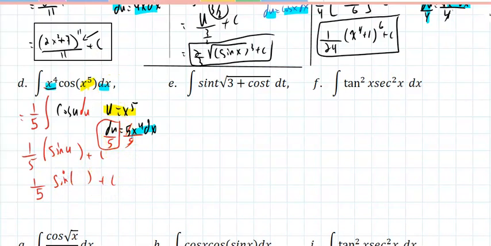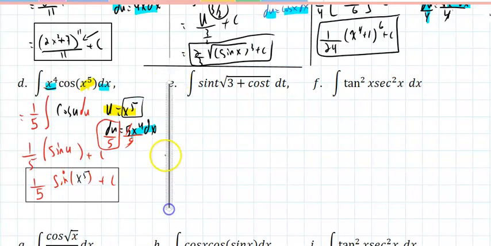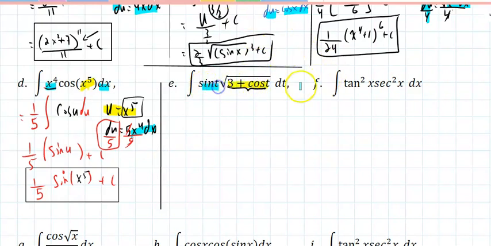And all I have to do is substitute what u was, and u was initially x to the 5th. And again, if I take a derivative of my answer, I should get the integrand. So I'm glancing at this, saying, okay, let's say I let u equal this. Is the derivative of that a sine? And if it is, then that's the way to go. If not, then choose something else.